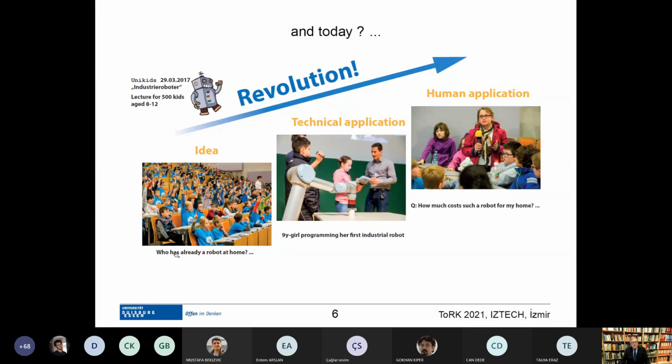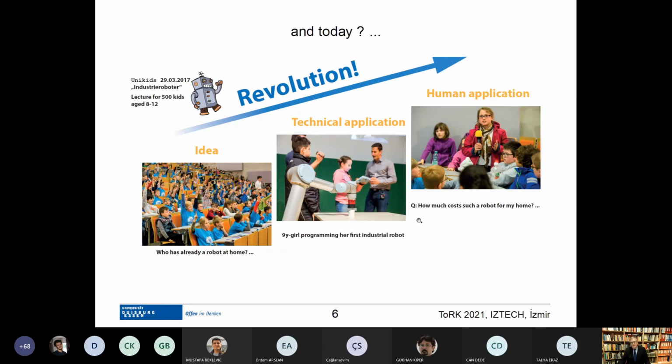So I asked the children, who already has a robot at home? And you see a lot of hands raising. So it is already starting that the robot population is getting closer and closer to humans. And also the control of robots is becoming simpler. One girl from this audience just came down, and she quickly learned how to program this robot. So we also have important parts for the robot-human interface, which must be much easier to handle and control. There is a lot of work in this direction.